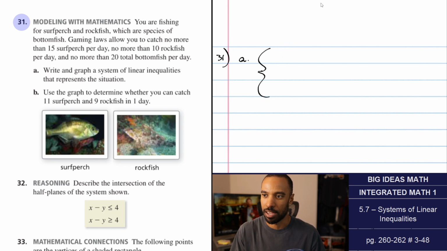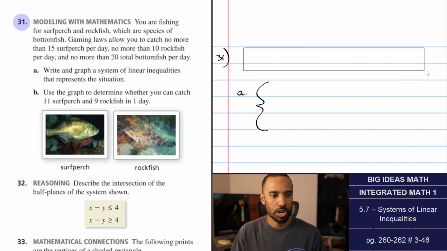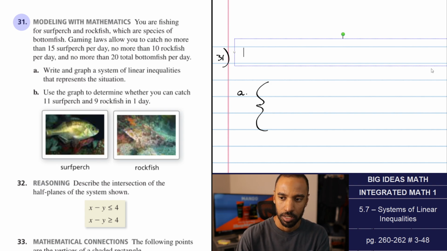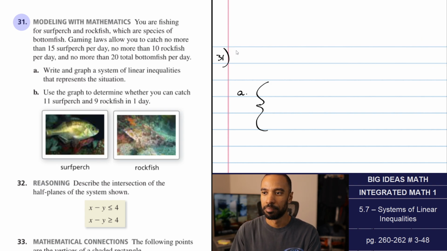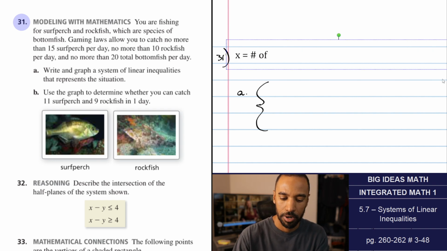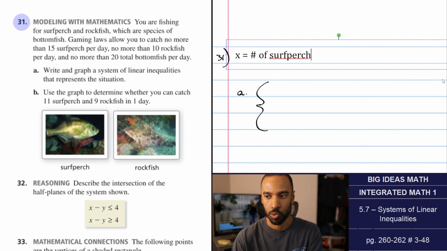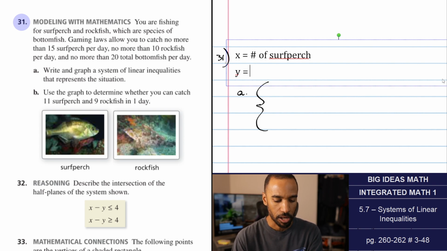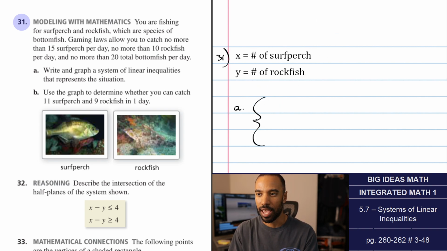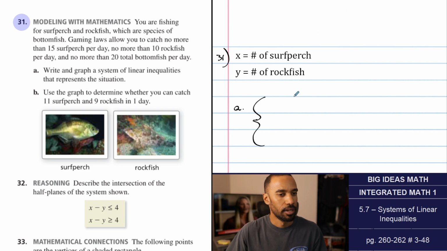So, let's define variables first here. Let x equal the number of surf perch and y equal the number of rockfish caught per day. Hold on, I'm trying to increase my font. All right, let x equal number of surf perch. I mean caught, but just quantity. So we know it's not weight, it's not dollars. y is the number of rockfish. Okay, and you do want to use x and y for the sake of your graphs.